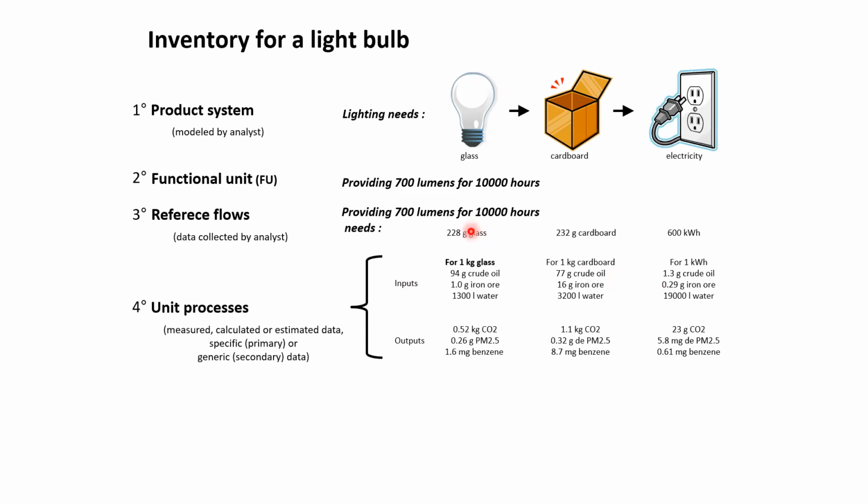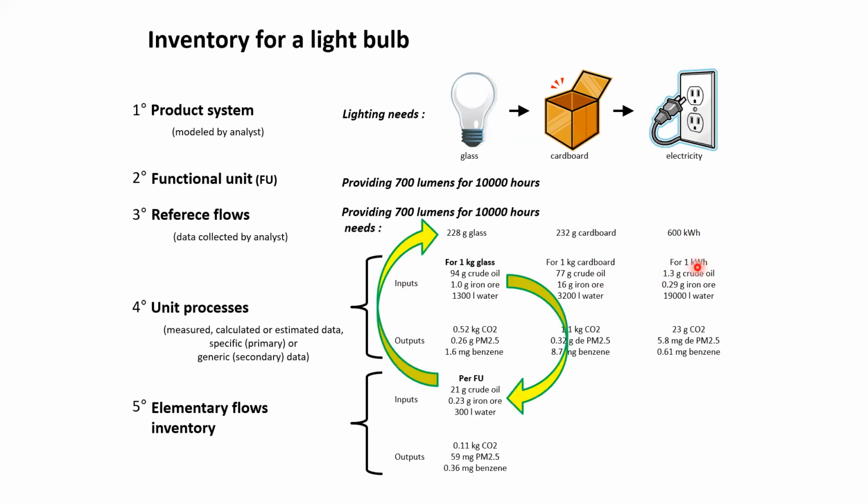But what we need is 228 grams, 232 grams, and 600 kilowatt hour. So in terms of the elementary flow, for 1 kg of glass, this much, so how much for this? 1 kg cardboard, this much, for how much of this? 1 kilowatt is this much, how much for this? So you just do the unitary method, per functional unit, and you calculate that. So this is how it is done.